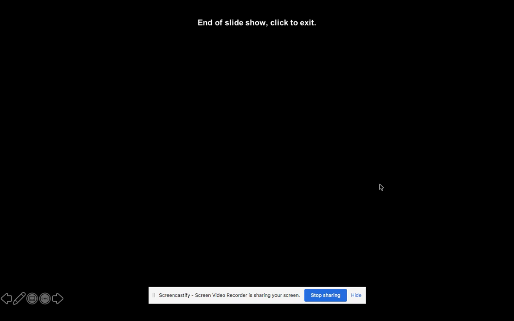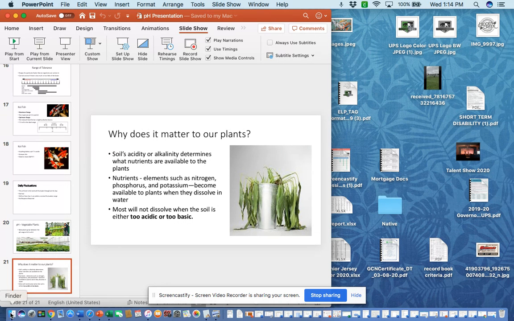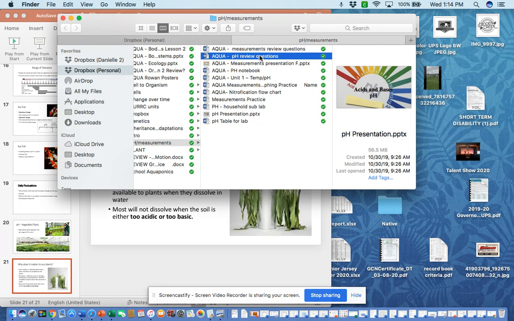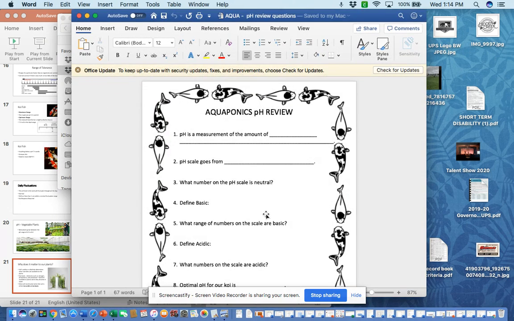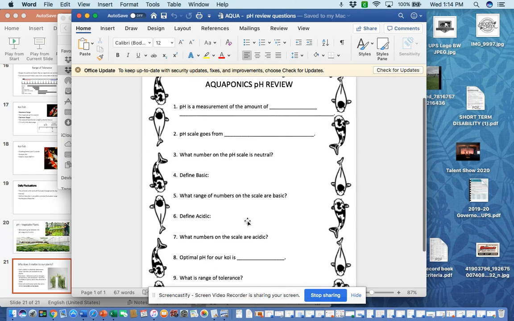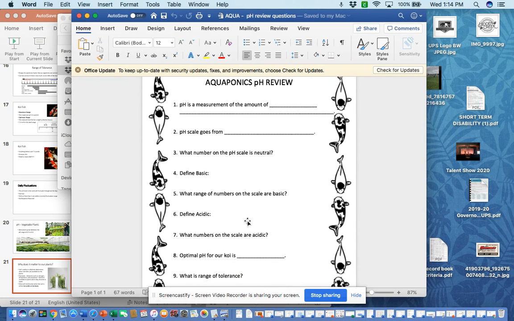So that's it for our notes. Please make sure you have all of them in your notebook. We are then going to complete our pH review questions. I have attached that document. Please answer the questions using Kami, or you can print the sheet and answer them that way, and we will go over them in our meet today.